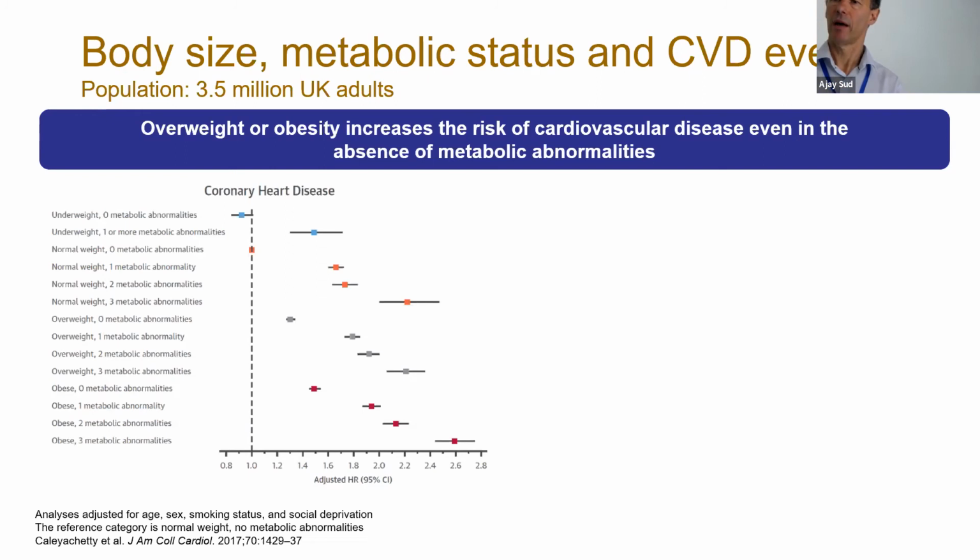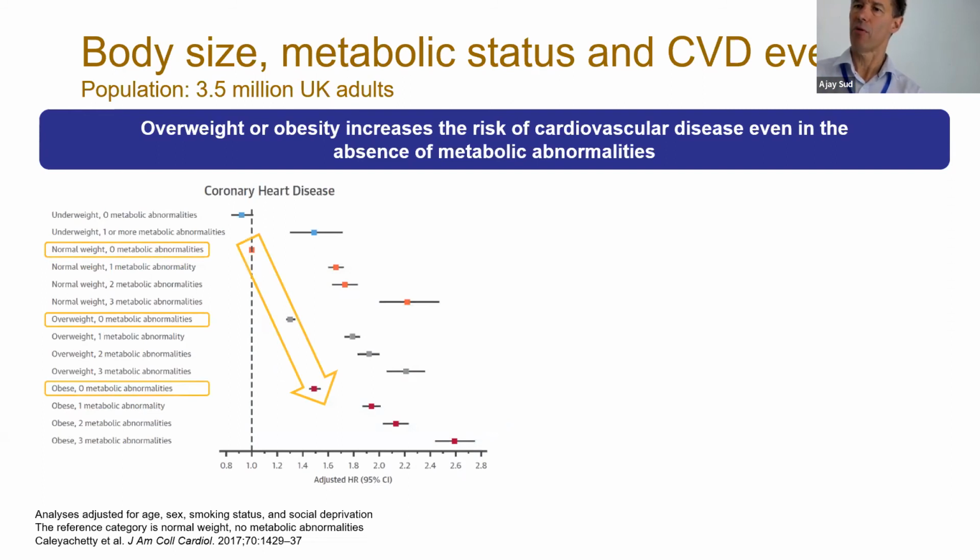And if you then look at the people with 1, 2, or 3 metabolic abnormalities, you can see that, of course, the more metabolic abnormalities you have, the higher risk of cardiovascular disease. But if you then look at how that interacts with body weight, so I'll go back here. In the healthy weight people, we can see that exists. It also exists in the people who are overweight, and it also exists in the people living with obesity.